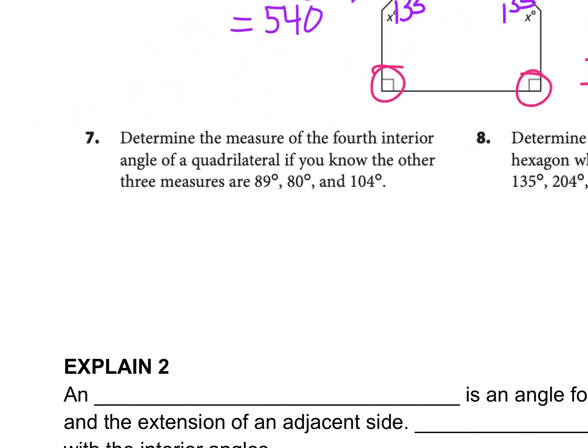Determine the measure of the 4th interior angle of a quadrilateral if you know the other 3 measures. So a quadrilateral has 4 sides. Now we should probably know that in a quadrilateral, all the angles add up to be 360. Then I'm going to subtract the 89, the 80, and the 104. So when I do that, I get 87.